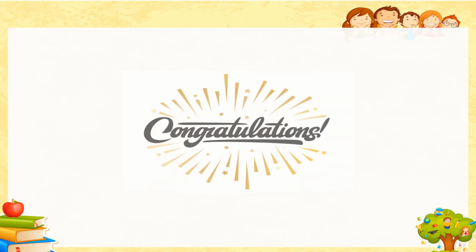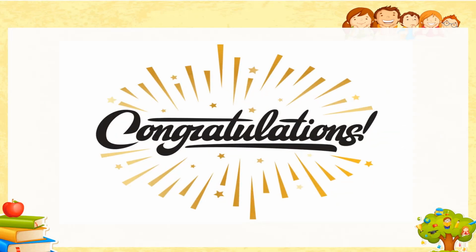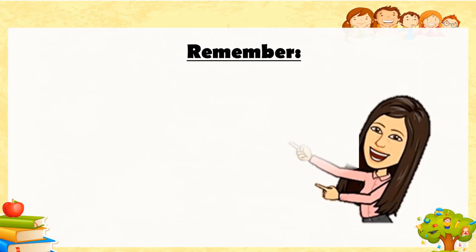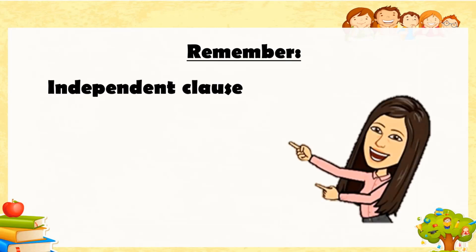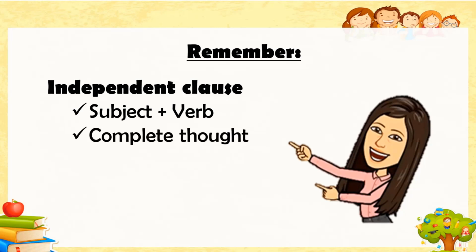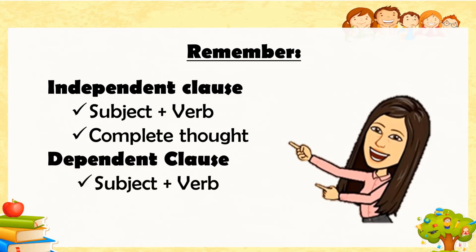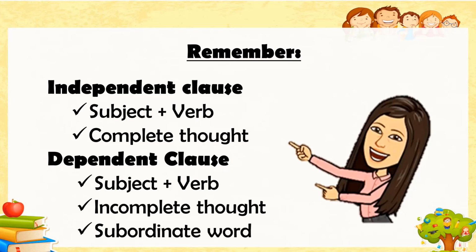Well, congratulations! Again, you did a great job in this lesson. Just remember that in an independent clause, there is the subject and the verb, and it expresses a complete thought. Meanwhile, a dependent clause has a subject and a verb, but it does not express a complete thought, and it starts with a subordinate word. I hope that you are now ready to answer your activity sheets.